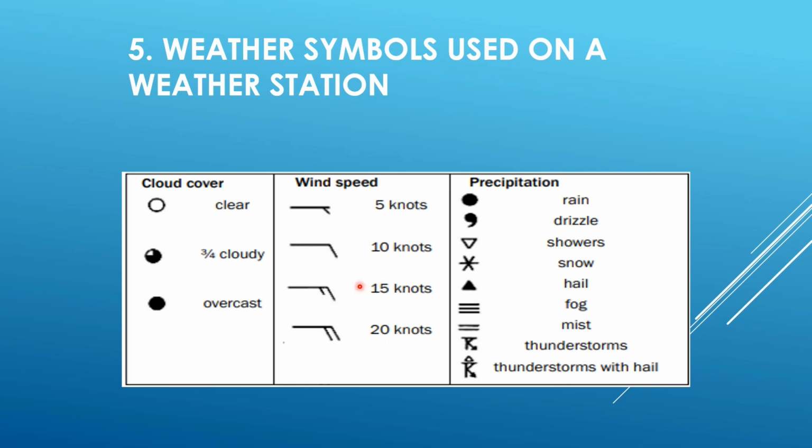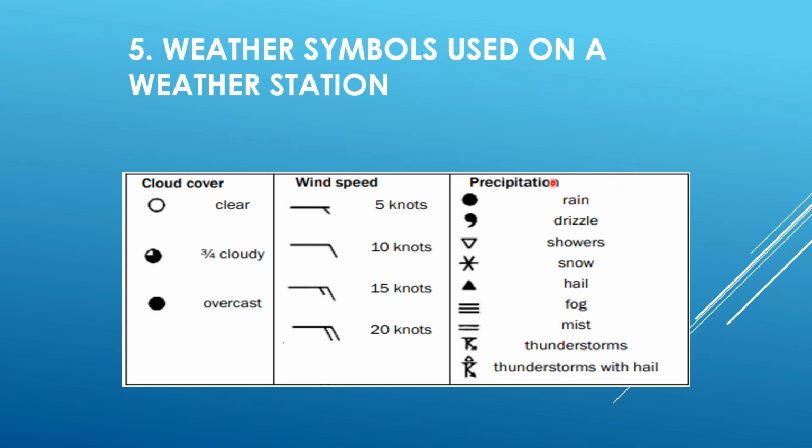Wind speed is not measured in kilometers per hour. It is measured in knots, not like the speed of a car. If I have 3 full sticks here, I would have 30 knots, so that's obvious. If I have two full sticks and one half, then I have 25. And then the precipitation types, as I've just explained, there are different types of them.